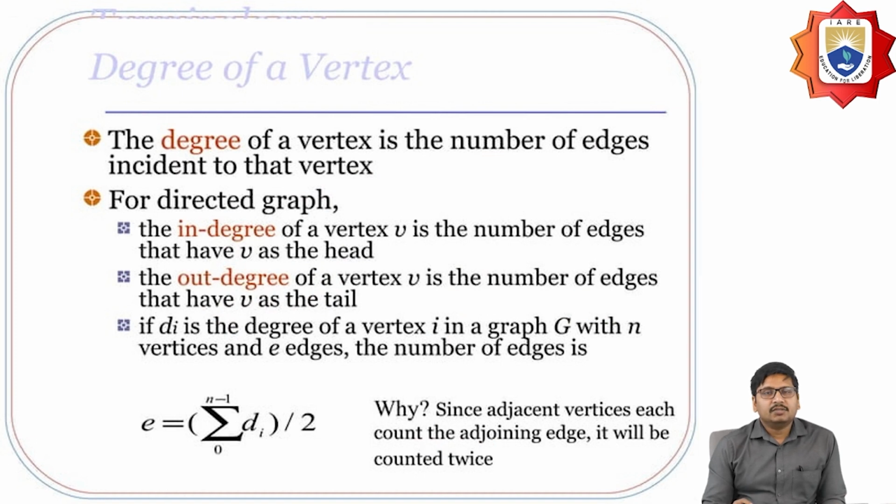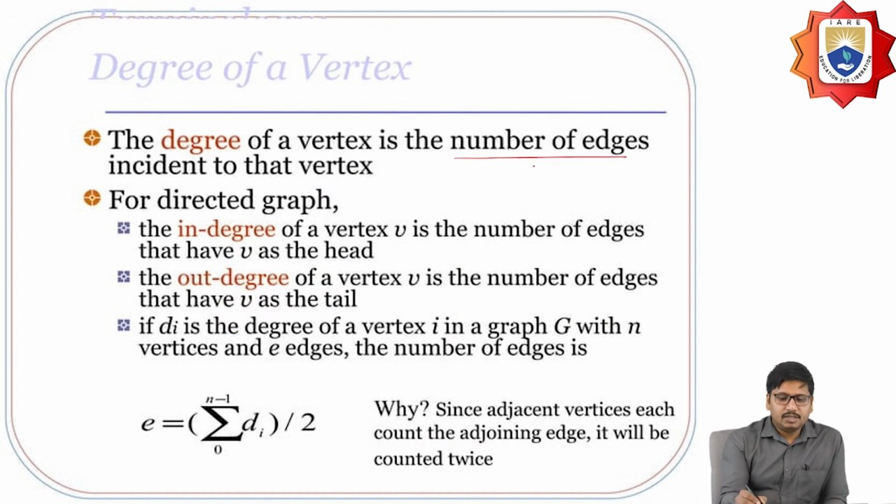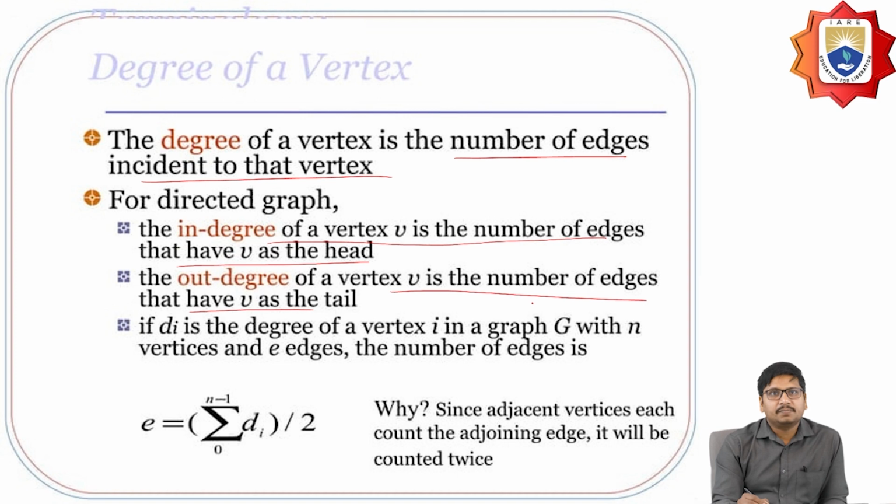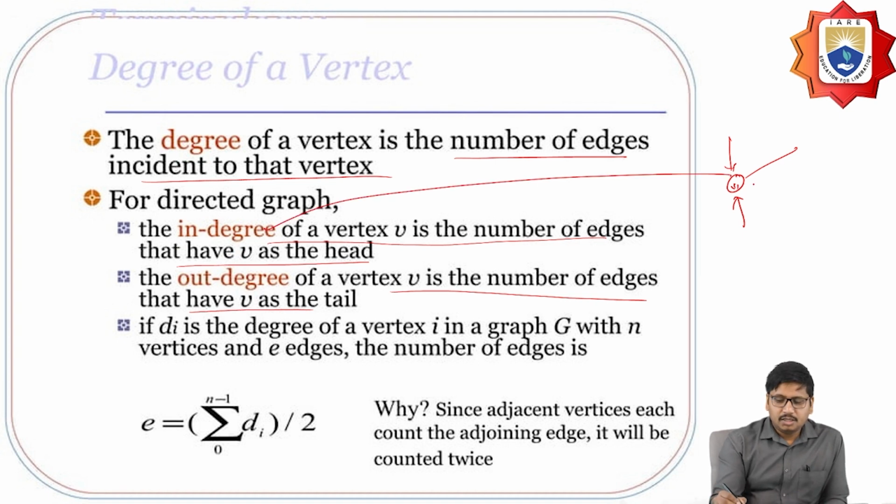The degree of a vertex is the number of edges that are incident on the vertex. For a directed graph, the in-degree of a vertex V is the number of edges that have V as the head, and the out-degree of the vertex V is the number of edges that have V as the tail. If I consider a graph, the number of edges incident to the vertex V1 is treated as in-degree, and the number of edges leaving the vertex is treated as out-degree.